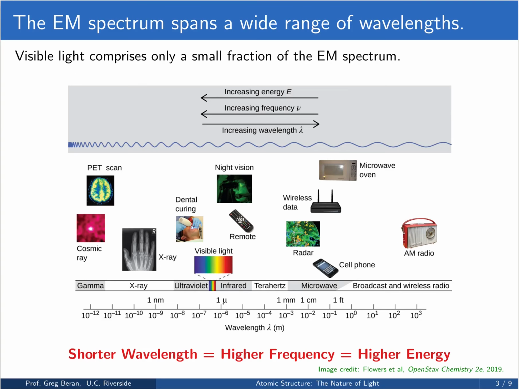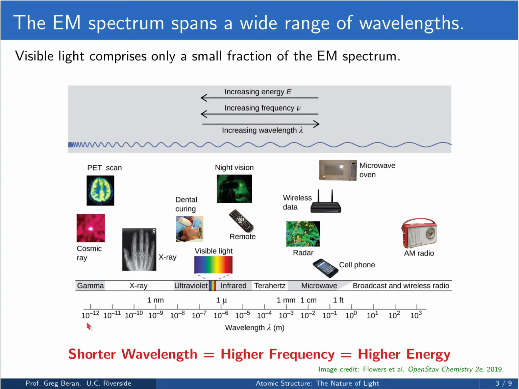The electromagnetic spectrum spans a wide range of wavelengths. The visible light that we're familiar with from our day-to-day lives is actually only a very small fraction of the full spectrum. So if you look down here, you'll see that the electromagnetic spectrum can actually span something like 15 orders of magnitude in terms of the wavelength.